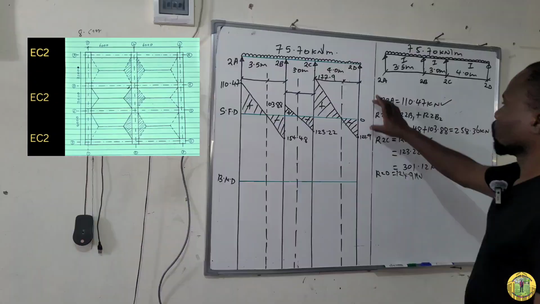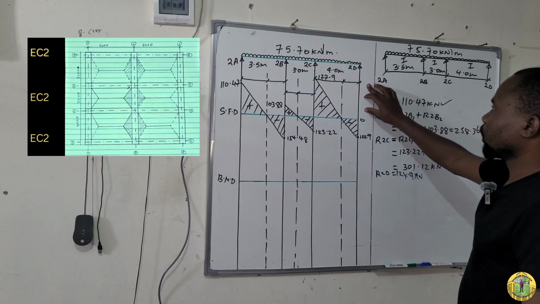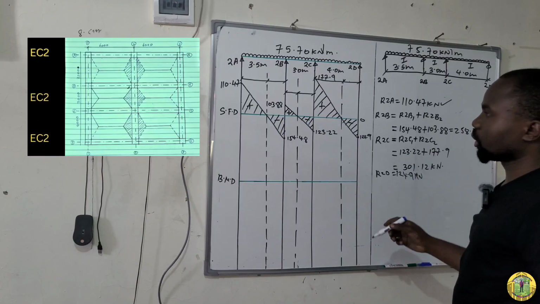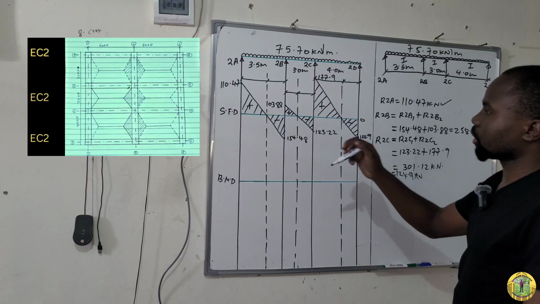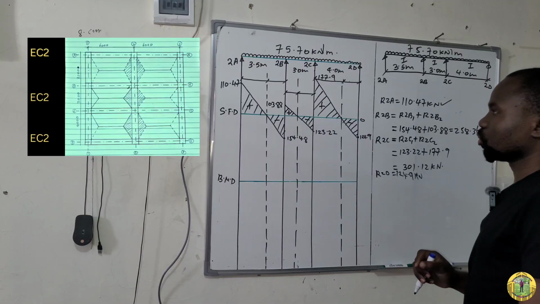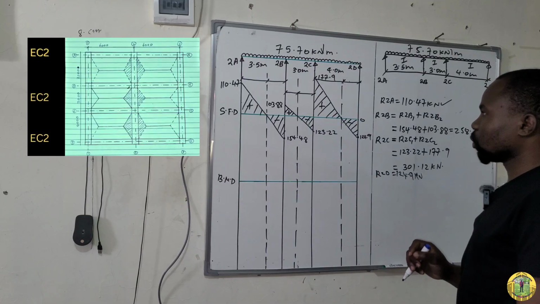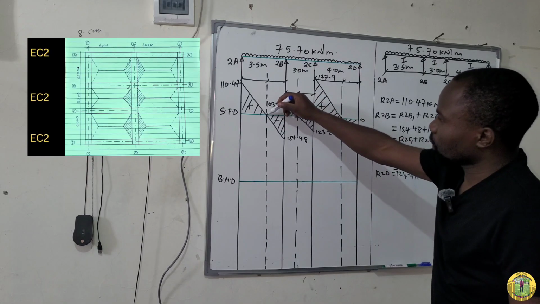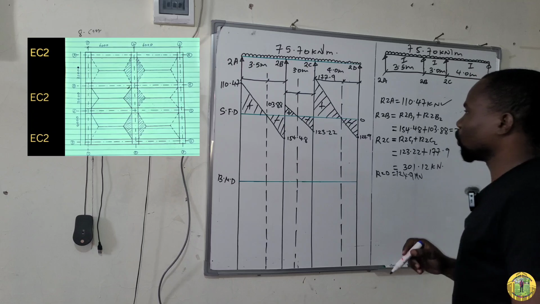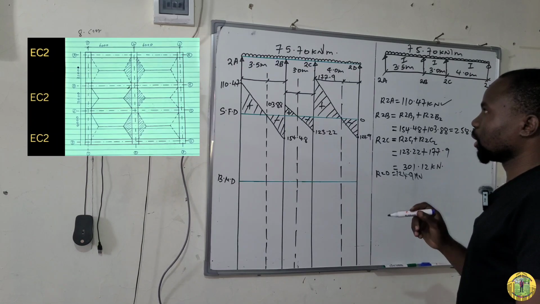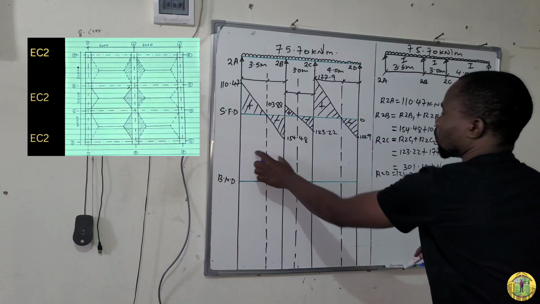Like that. So after drawing the shear force diagram, it is very important to note where the shear force changes sign from positive to negative or from negative to positive. That is where the shear force value is 0. So it is at this point. So at this point, we will have maximum bending moment for this section.